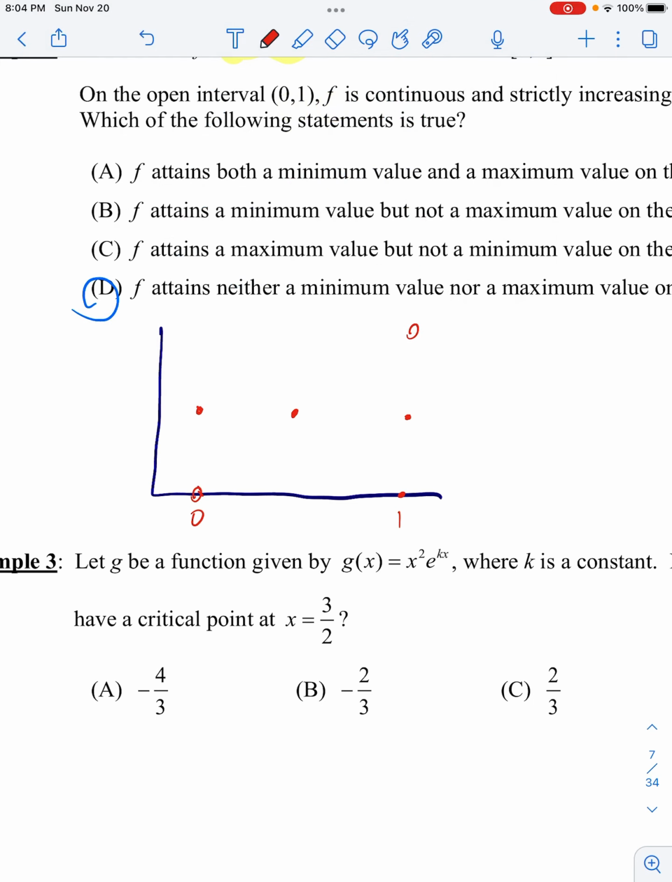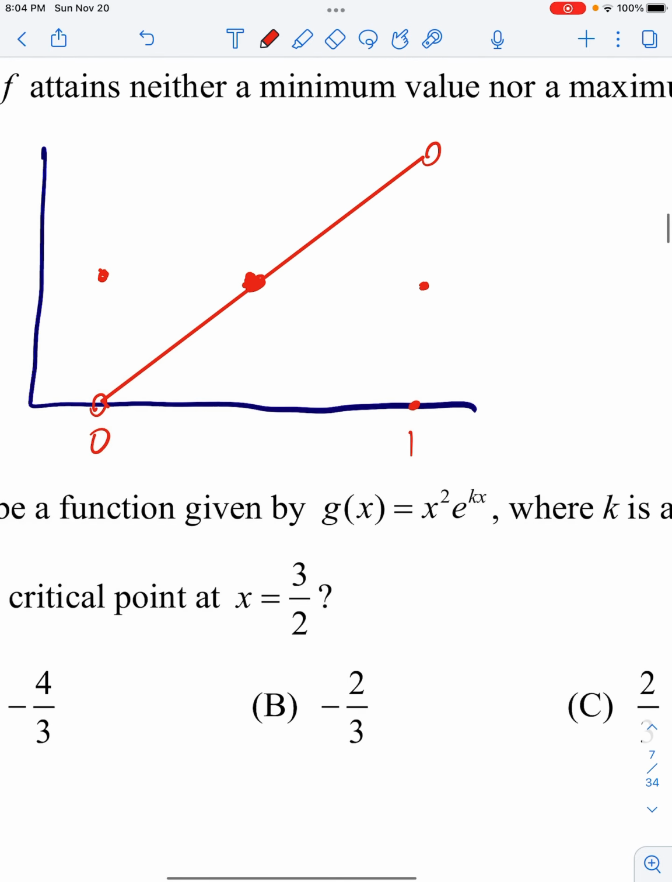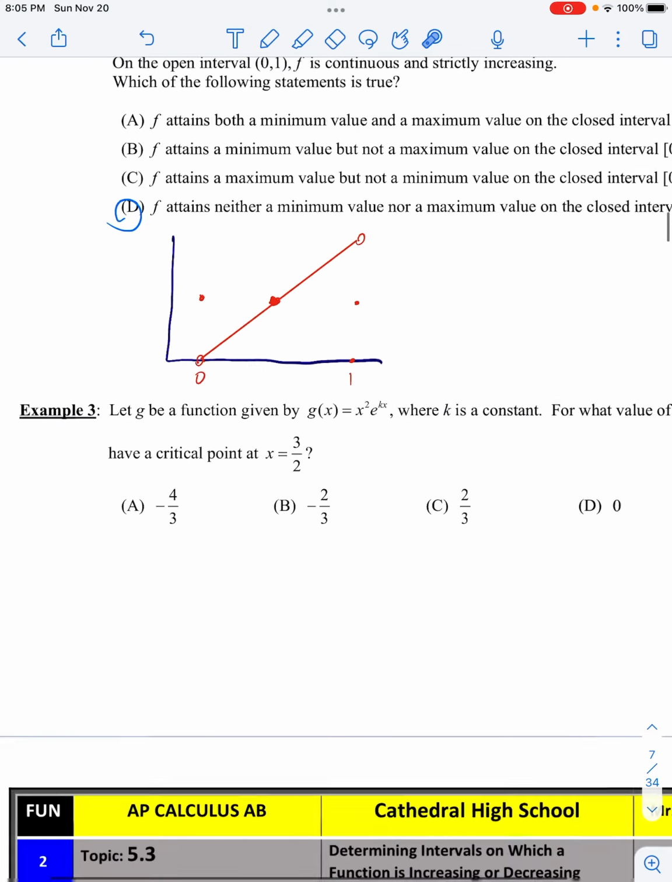Here we go. This is what this graph looks like. I'm just going to make this bigger. So on the open interval, between 0 and 1, not at 0 and 1, this function is continuous. But it's not continuous at the endpoints.